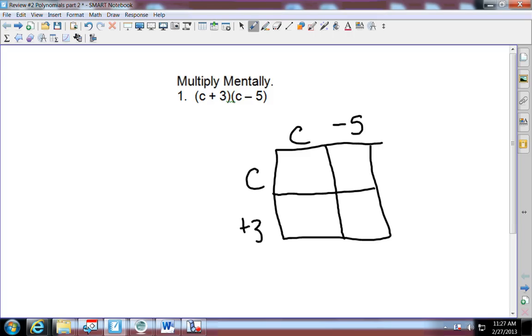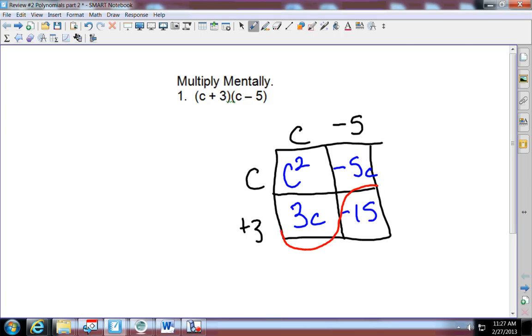Now some people say, well, is a C the same as an X? It means the exact same thing. Doesn't matter which letter you use. So right here, C times C, you should have C squared. C times negative 5, negative 5C. 3 times C, 3C. 3 times negative 5, negative 15.